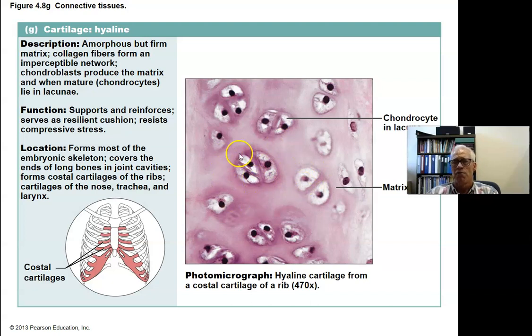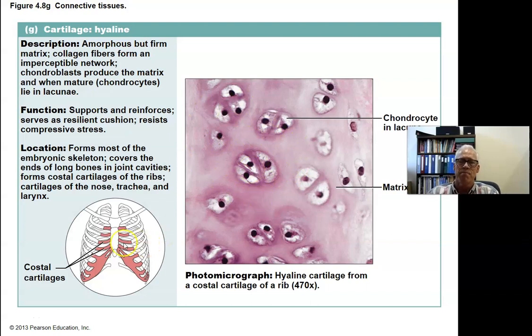Hyaline cartilage has the finest extracellular matrix of all the three cartilage types, and it's so fine that you typically cannot see the individual collagen fibers here. They're so fine that you just see an amorphous pink or gray background around these lacunae of chondrocytes.